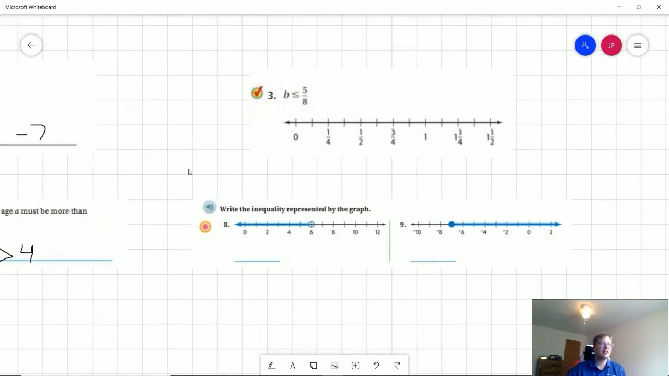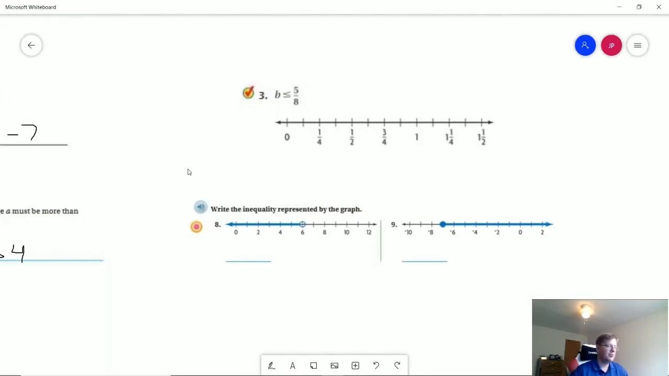And then the last thing that we'll ask you to do with inequalities for right now is to give the answers as a graph. A line graph works really well for this. So we can say that B is going to be less than or equal to 5/8. There are two different ways that we can represent this.